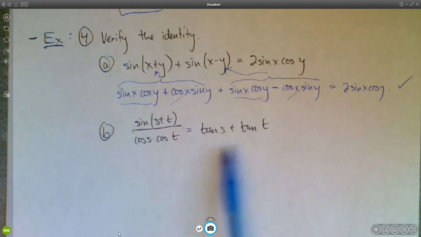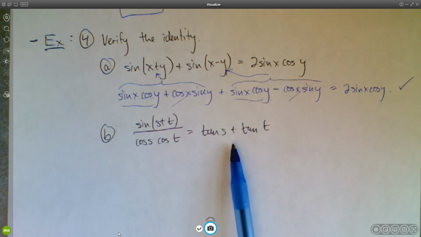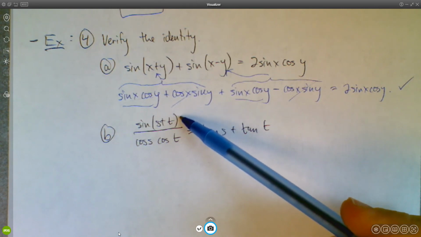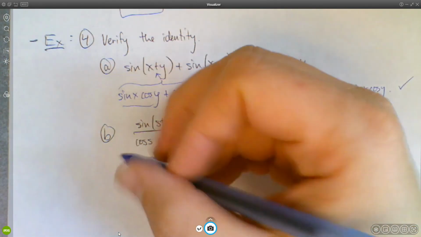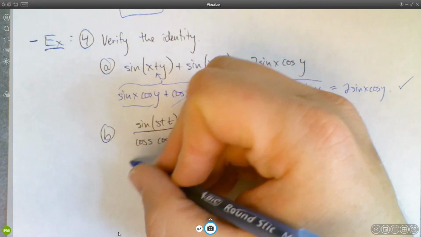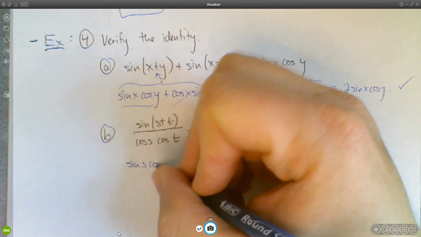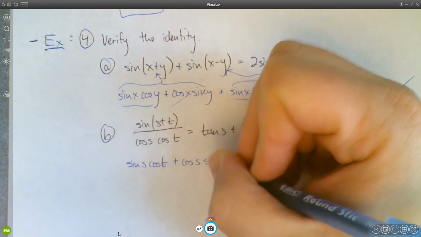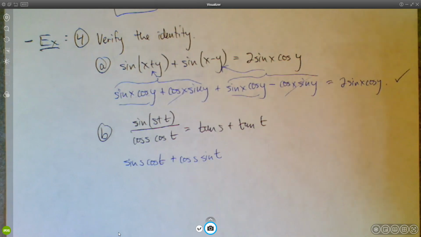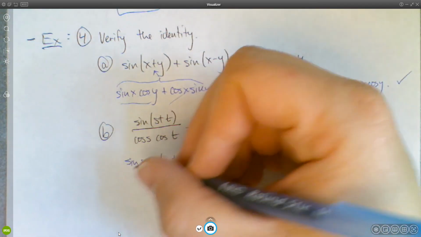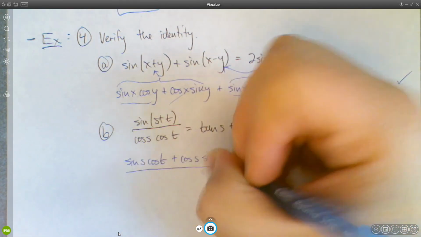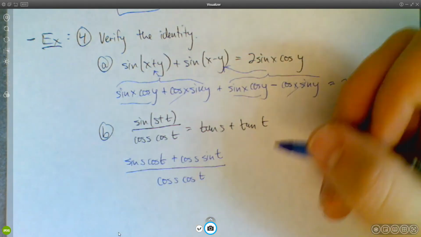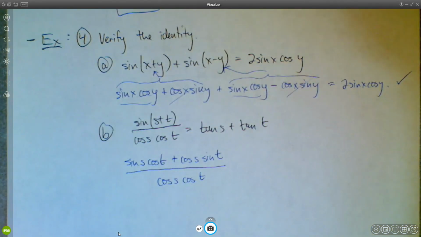I suppose you might do something with that, but I think maybe a more obvious place to start is to use the sum formula up here to break that apart. So that's what I'm going to do. So sine of s plus t is sine s cosine t plus cosine s sine t. You see why the s's are confusing, man. Okay, and then divided by cosine s cosine t. Now what do we do with that?